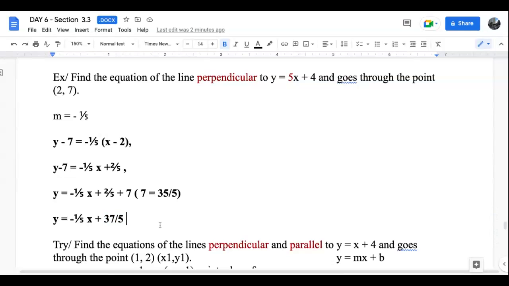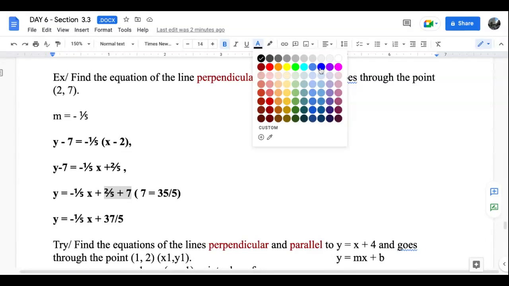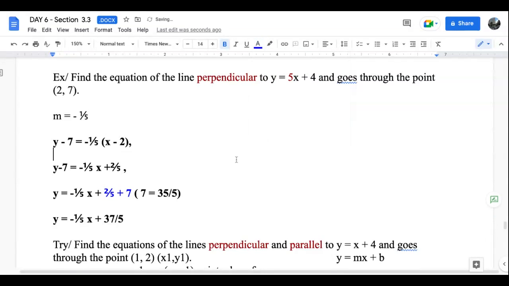Wait, how did you get 35 over 5? Well, how do we combine those two numbers? We need a common denominator, right? So that means 7 we have to write as 35 divided by 5, because 35 divided by 5 is 7. Okay, thank you. Any other questions?